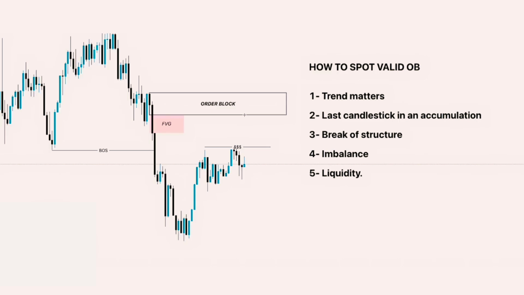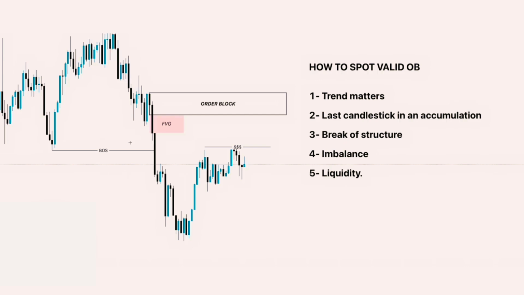Because when you are following the trend, the probability of your trade playing out will be much higher than when you were going against the trend. And then the last candlestick in an accumulation is actually the order block. So when you are trying to map out your order block inside a consolidation or accumulation or inside an origin, look out for the last candlestick. That's your order block. And now the next one here is a break of structure. So have it in mind.